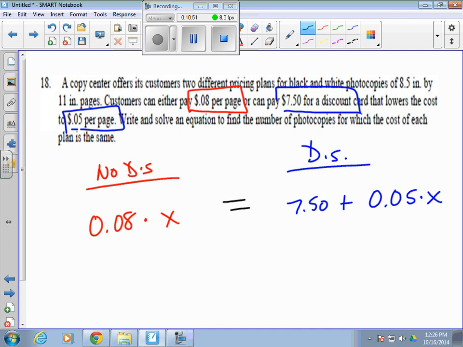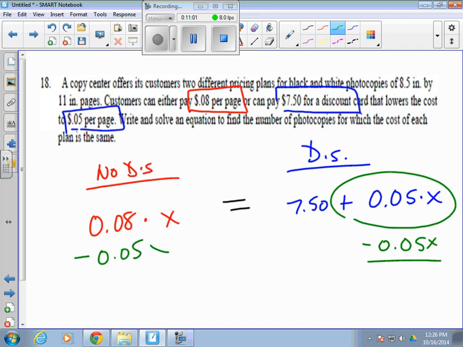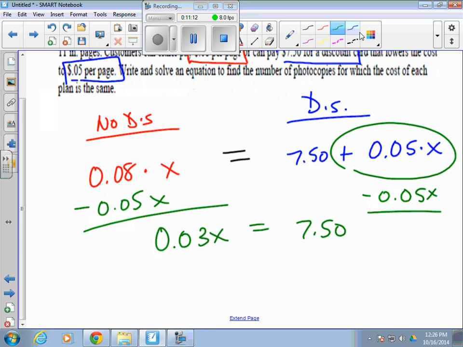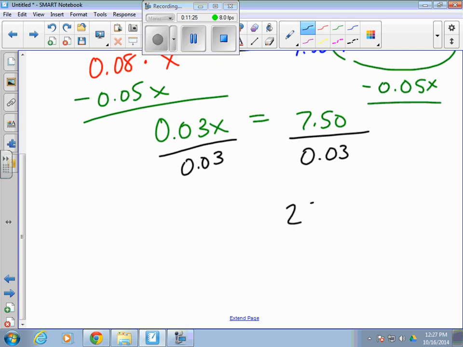So this is one of those real life problems you can do. Move this 5 cents X over by subtracting 5 cents X. If you do it there, subtract 5 cents X here. So 8 cents X minus 5 cents X is going to be 3 cents times X, equal to $7.50. So in order to solve that, get rid of that by dividing by 0.03. If you do it there, do it here. Divide by 0.03. So 75 divided by 3 we know is the number 25, because 3 times 25 is 75.